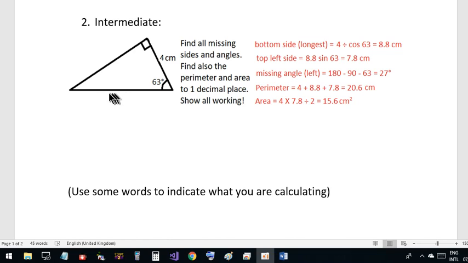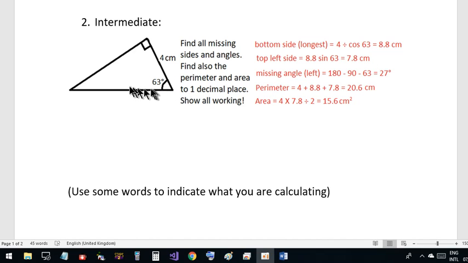We already found this side here. We're using the long side this time. We're not trying to find the long side. When we're using the long side, we do not use divide. So we just do 8.8 sine 63, and your answer is 7.8 centimetres.